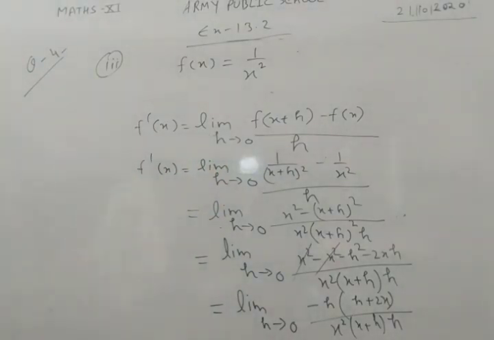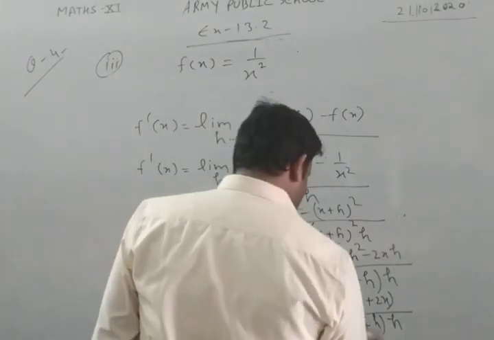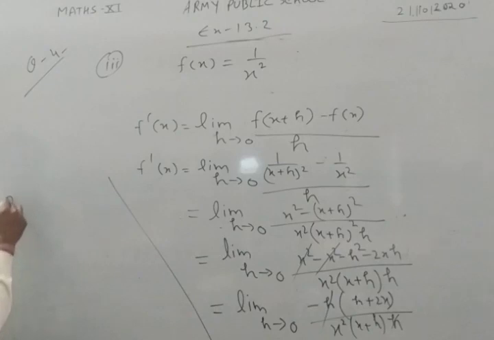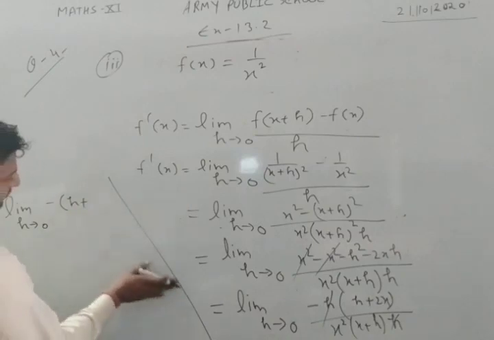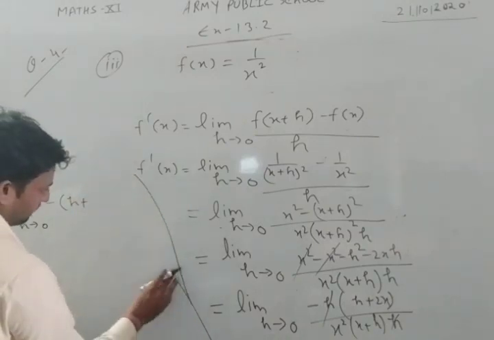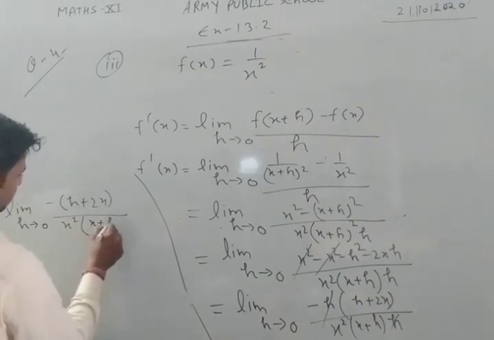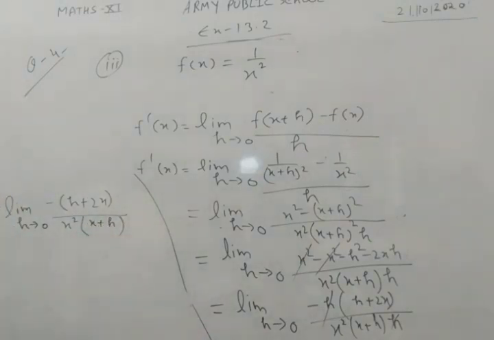Now we will solve it, and the final result is what? This h will be cancelled with this h. Now the remaining term is limit h tends to 0 of minus (h plus 2x) divided by x square (x plus h) square. Okay. Now if we put the value of the limit, we get our result.